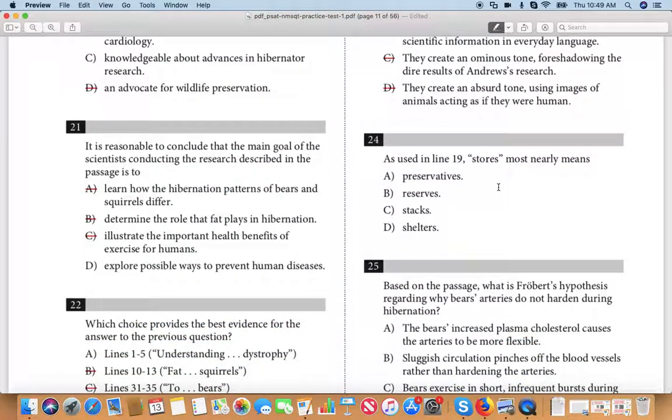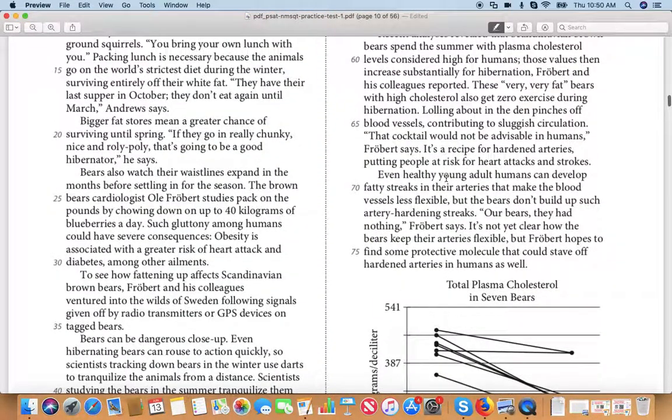Question 24, Blaze. Go ahead and read that for me, please. As used in line 19, stores most nearly means... Do you remember the method we used on the first day, where we plug this into the sentence? Good. So reread the sentence where line 19 is, but plug in preservatives first in place of stores.